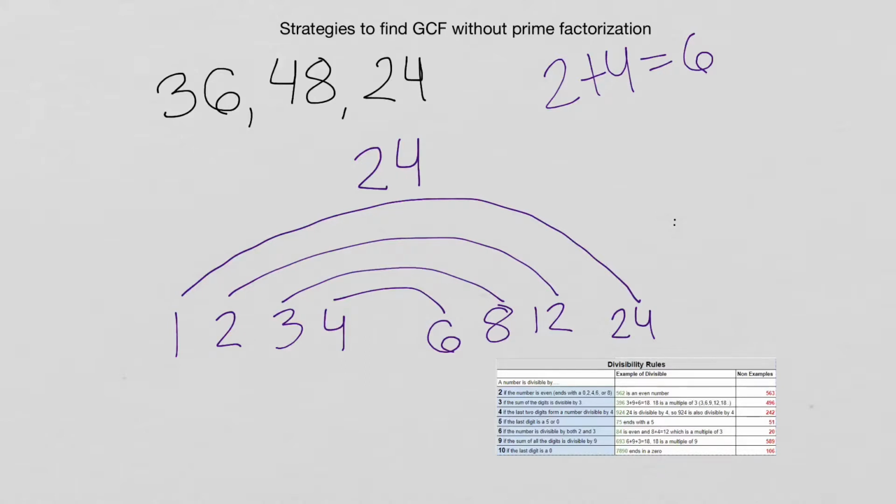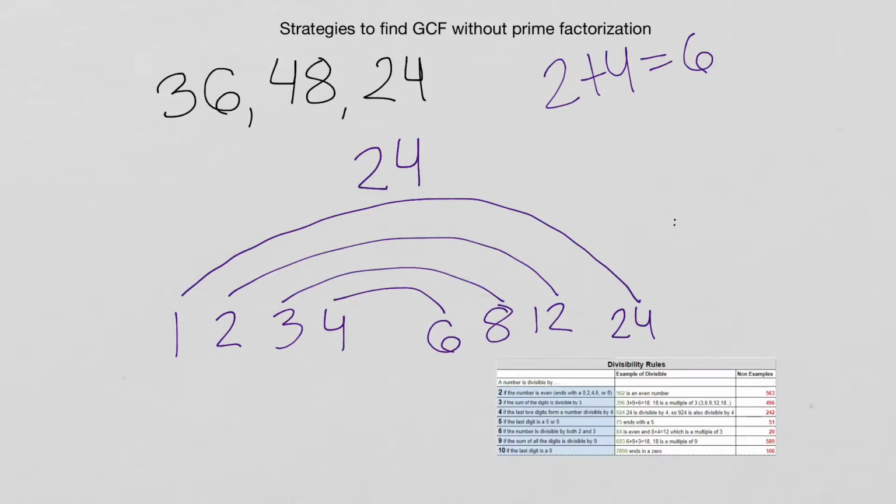I'm now on the other side of my factor rainbow because I already have a 6, so my factor rainbow is complete. The next step is to determine which factors of 24 are also factors of the other two numbers, 48 and 36.